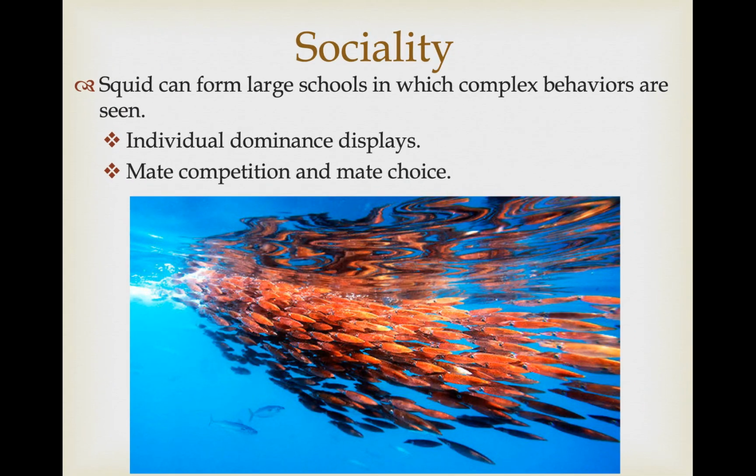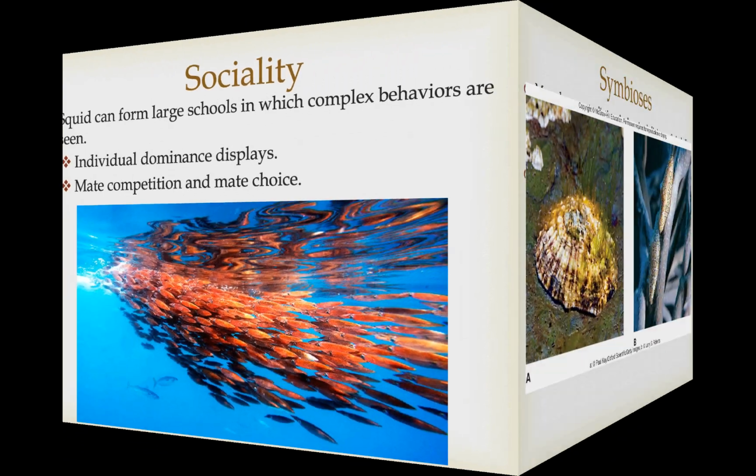Squid can form these large schools which do show complex behaviors, so individuals can compete for dominance in their social systems, and this influences mate competition, and mate choice is oftentimes seen of females choosing males depending on the qualities that they are communicating to them. So they can be highly social.